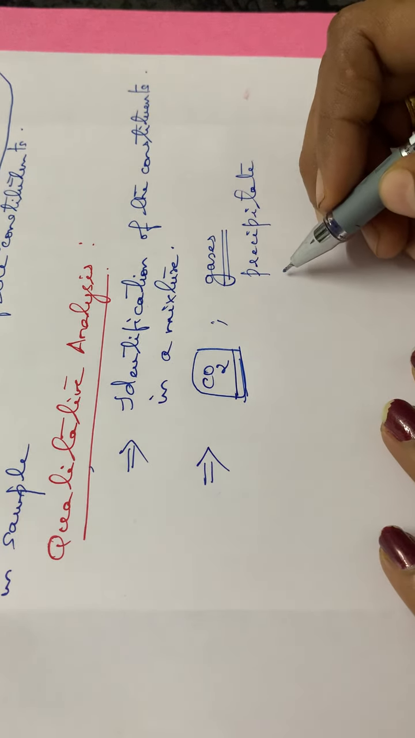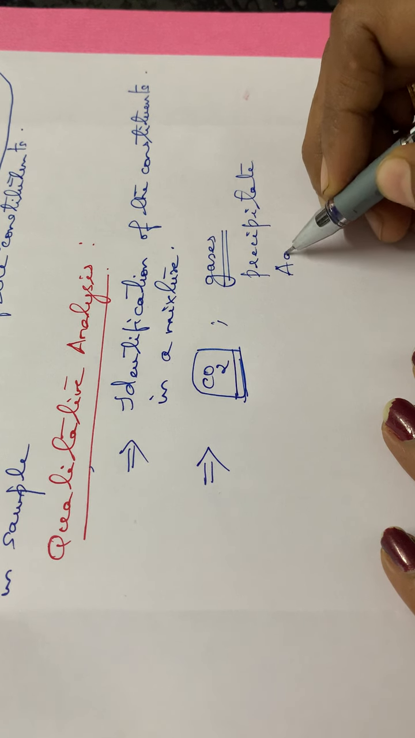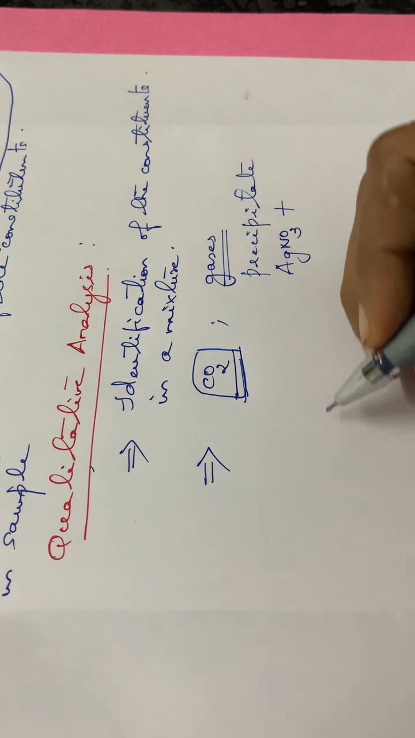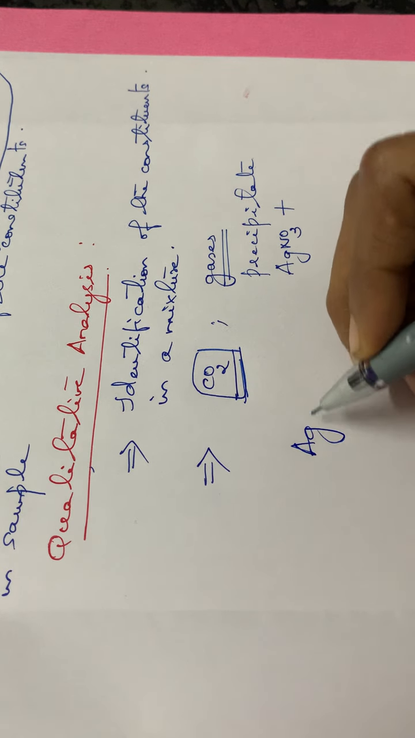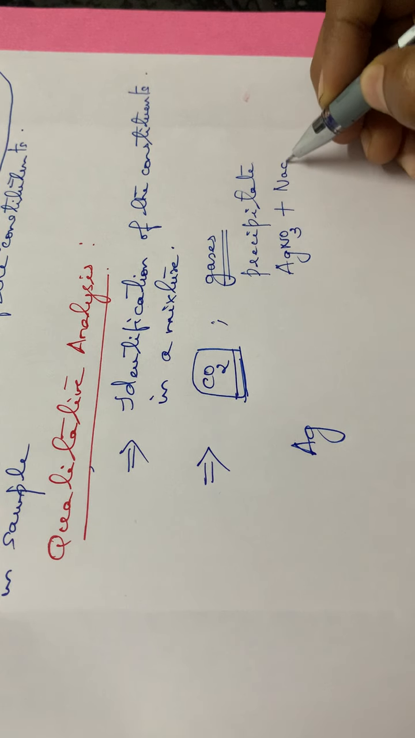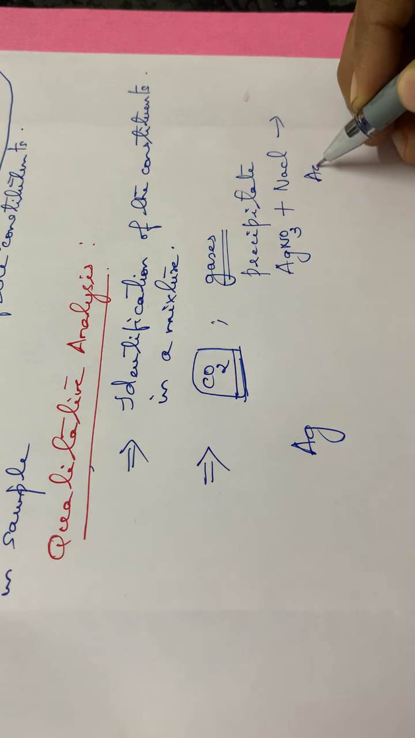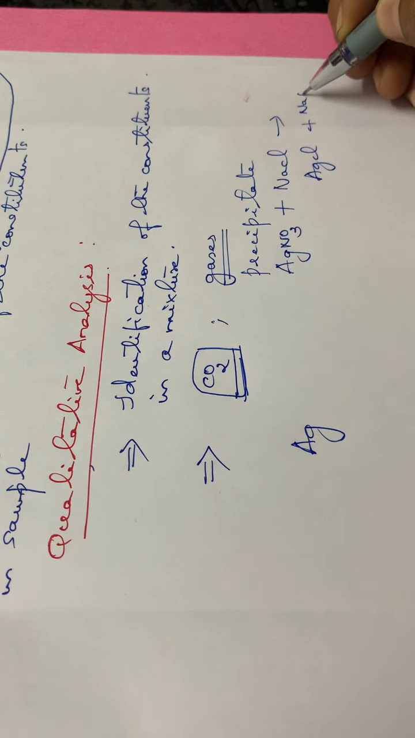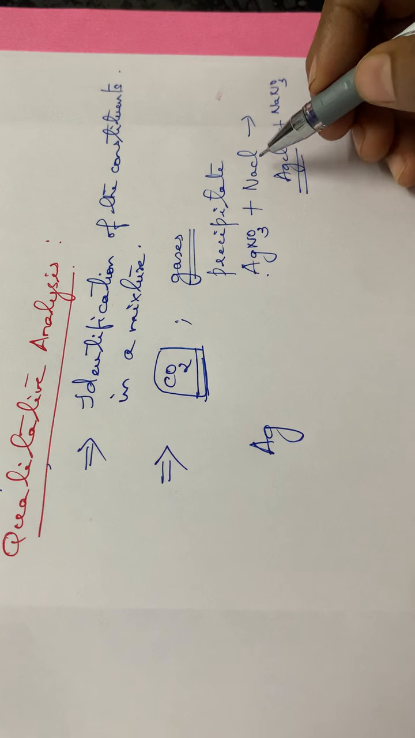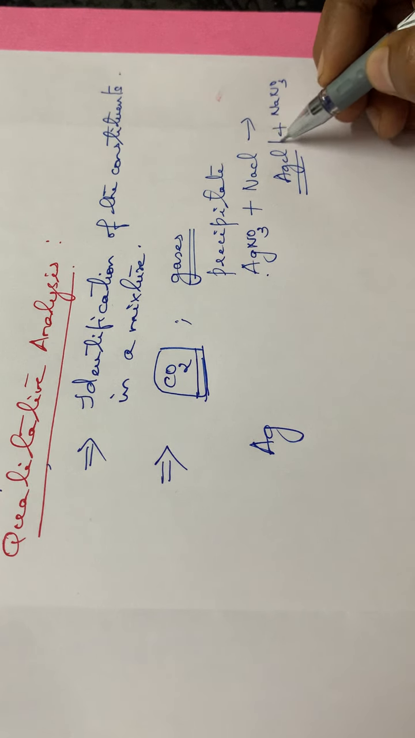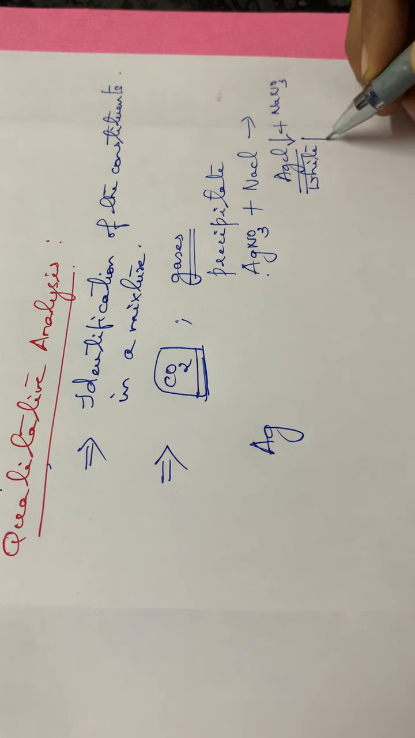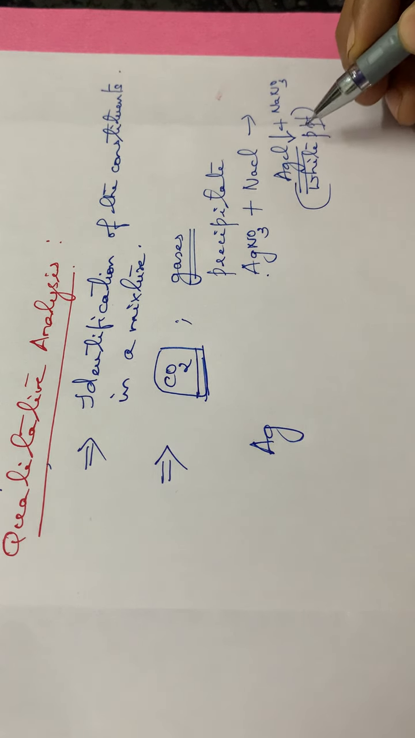You might have seen the reaction between AgNO3 plus sodium chloride. You will be having AgCl plus NaNO3. This is the reaction between silver nitrate and sodium chloride. So you will be getting a white precipitate of silver chloride. So in some reactions there will be this precipitation.